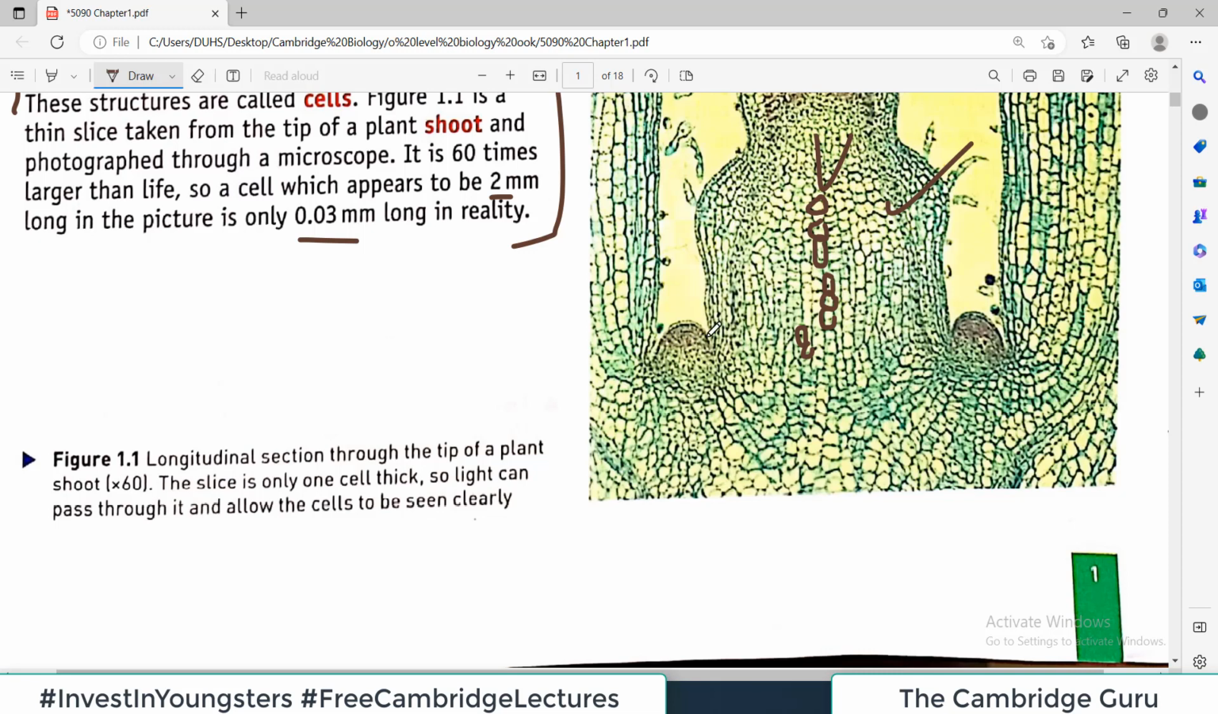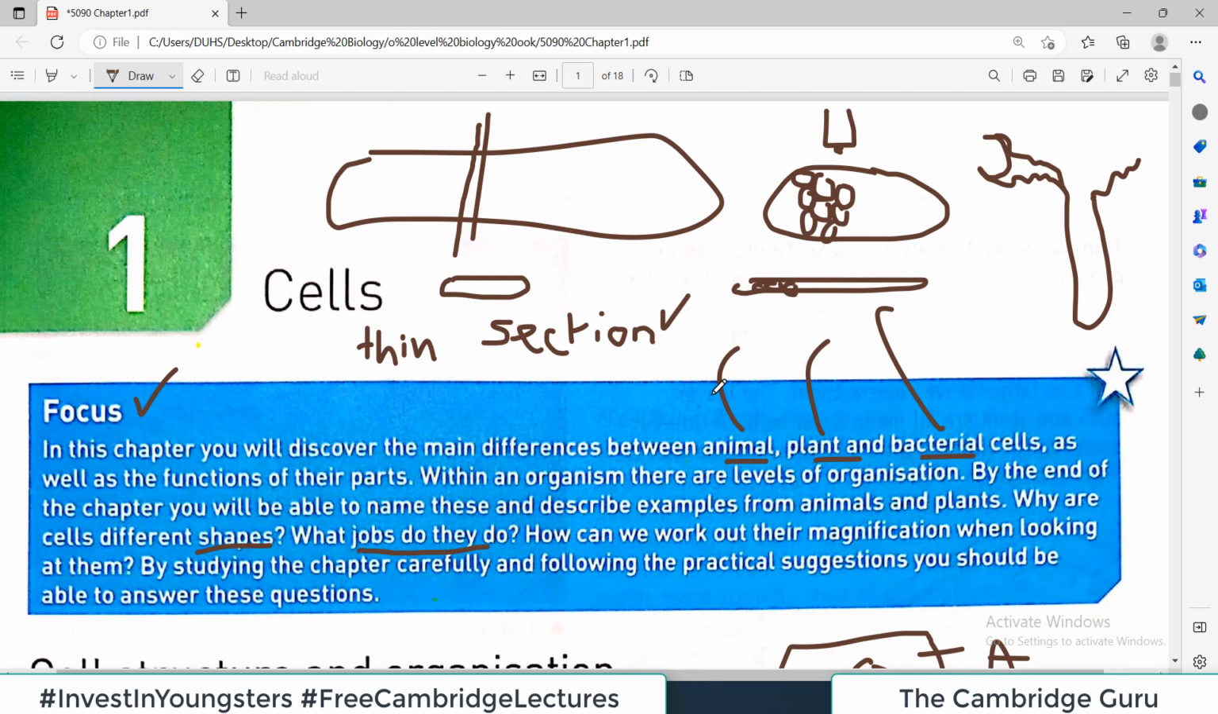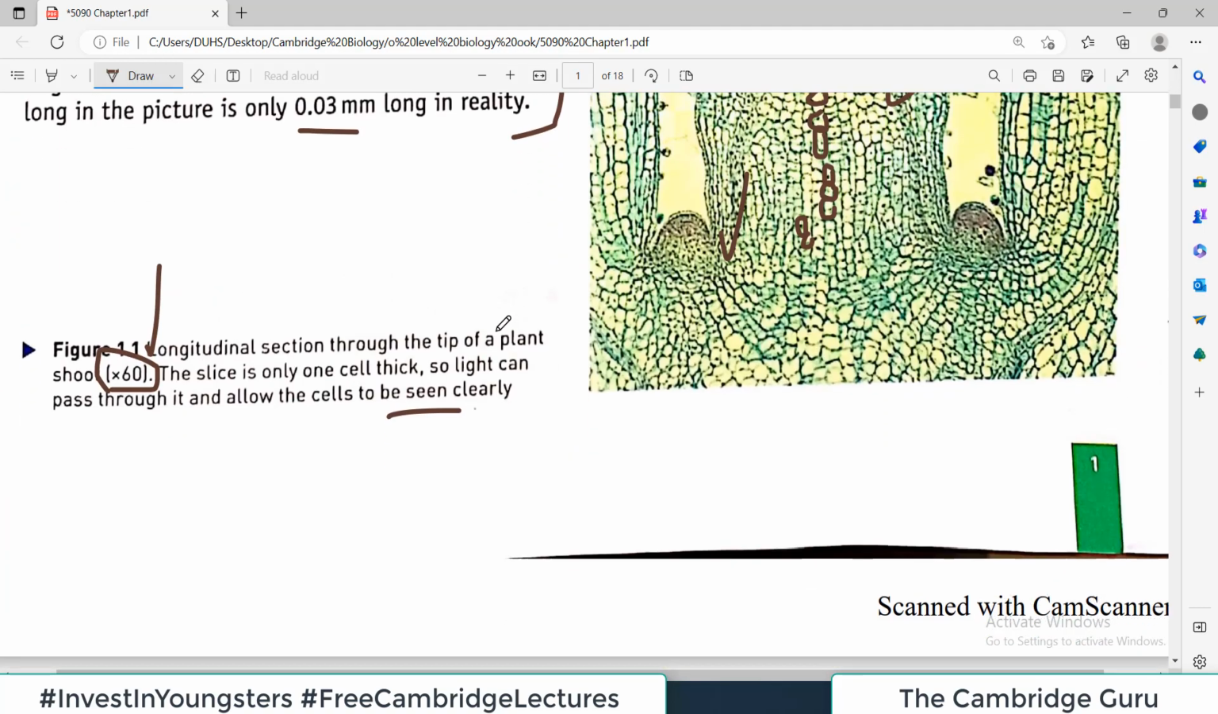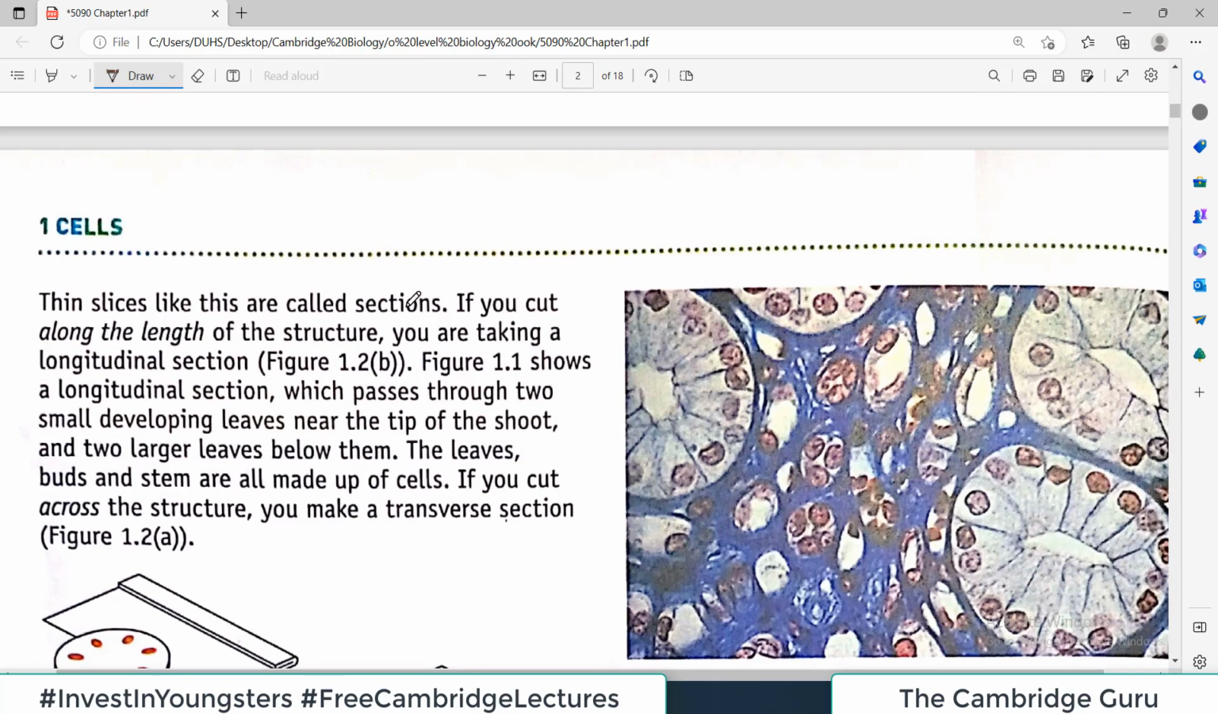Okay, now figure 1.1, this is a longitudinal section through the tip of the plant. We have discussed that, which is 60 times magnified. The slice is only 1 cell thick, so light can pass through it and allow the cells to be seen. You remember I was telling you that if there is a thick section, it's not a good section, because there are so many cells and light cannot pass through. But if it's a thin section, it's a good section. Okay, all good up till now?